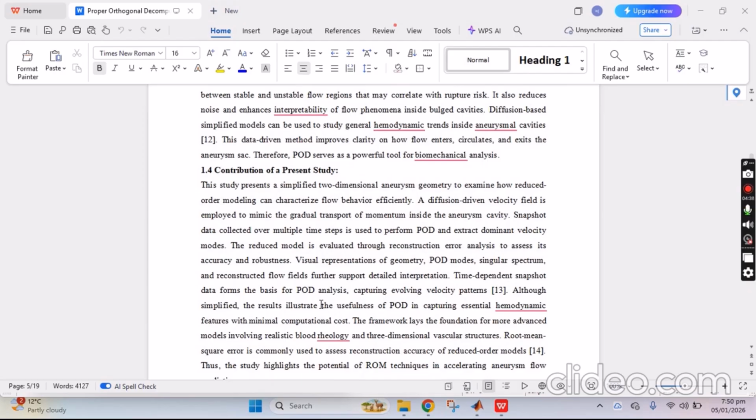So here is the contribution of the present study. The contribution is that we get the reduced model, which is evaluated through reconstruction error analysis to assess its accuracy and robustness. Visual representations include the geometry, POD modes, singular spectrum, and reconstructed flow fields as well.